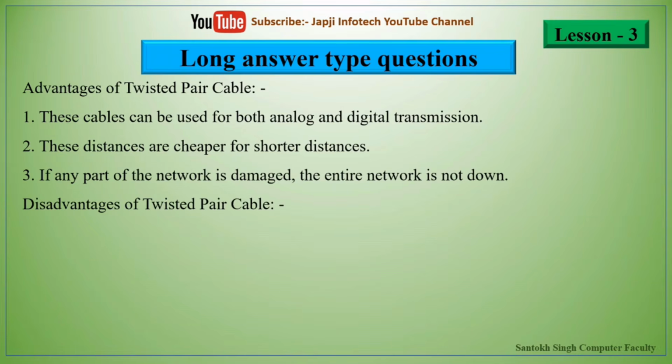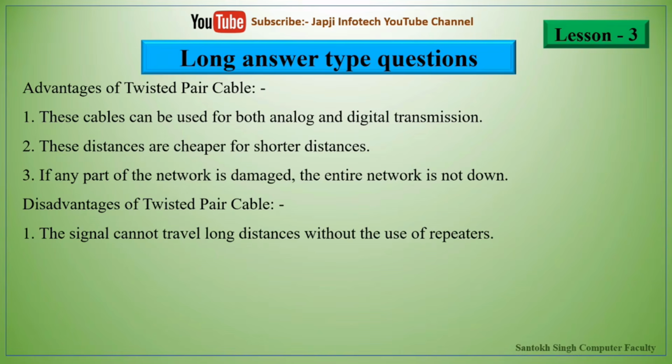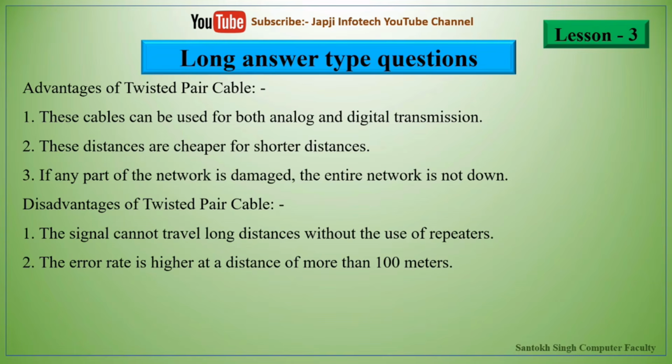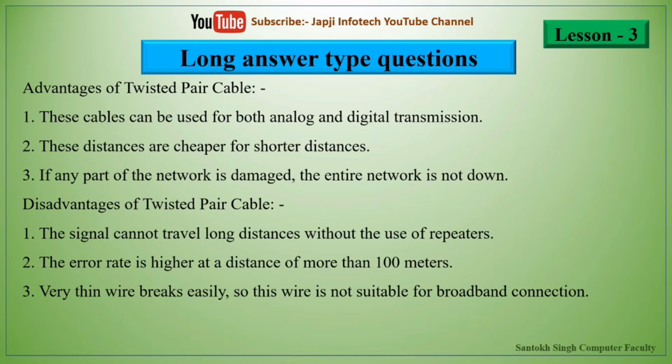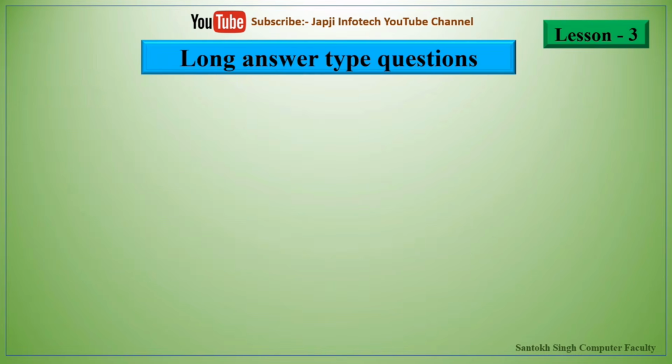Disadvantages of twisted pair cable are, first one is, the signal cannot travel long distances without the use of a repeater. The error rate is higher at a distance of more than 100 meters. Very thin wire breaks easily, so this wire is not suitable for broadband connection.